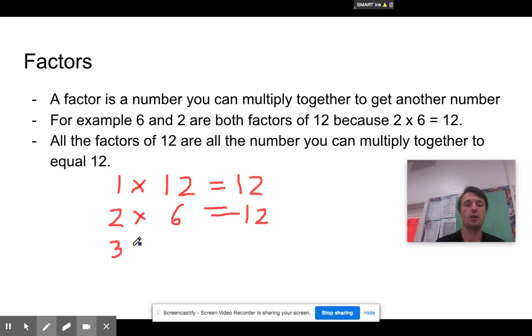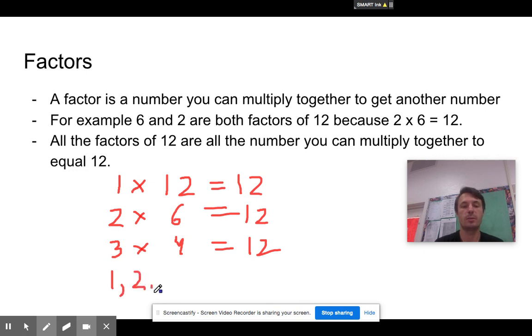3 and 4 are both factors of 12 because 3 times 4 equals 12. And those are all the factors of 12 because those are all the numbers you can multiply together to equal 12. So if we were going to write all the factors of 12 in order from least to greatest, it would look like this. 1, because 1 times 12 equals 12.